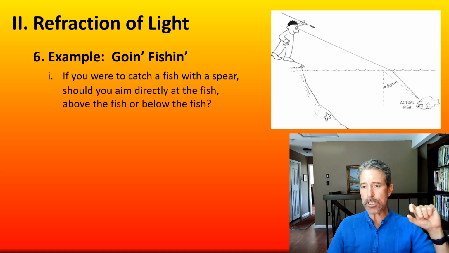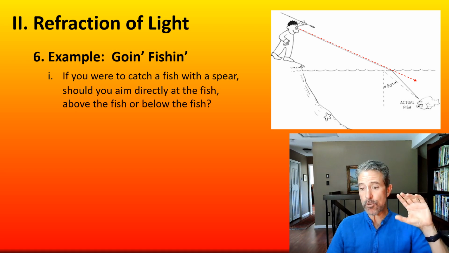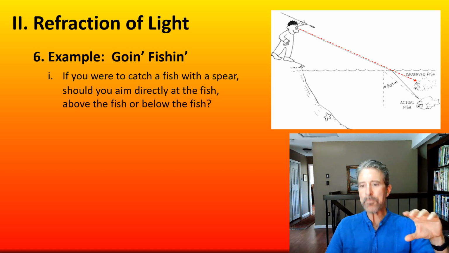Well, as we've said previously, your brain is not smart enough to follow the true path of light. Your brain does not understand refraction, but rather your brain thinks that light travels in straight lines. So your brain is going to form an image of the fish in this location. It's going to think that that light must have traveled in a straight line. So it's going to see the fish a little bit closer to the surface than it actually is. So what does that mean? That means that you should actually aim a little bit below where you perceive the fish to be.